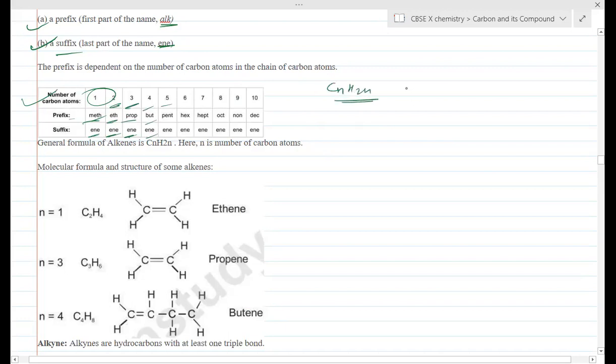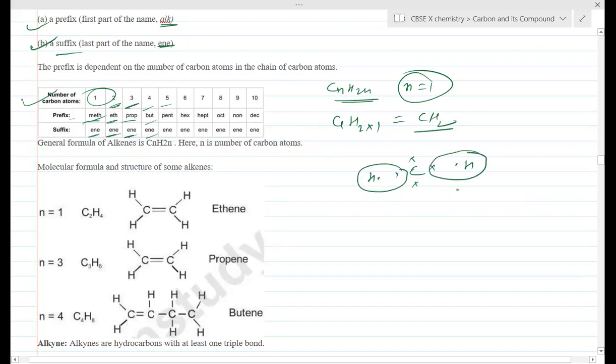So what is the general formula? CnH2n is the general formula. If you put n equal to 1, we get C1H2 into 1, that is CH2. Now see whether it is possible or not. Carbon has 4 valence electrons. Hydrogen has 1 valence electron, so hydrogen can share 1 electron and become stable. But what about carbon? Carbon has 4 valence electrons only. If it takes 1 from here, 5, and 1 from here, 6, carbon is not able to become stable. So the first member of the alkenes does not exist.